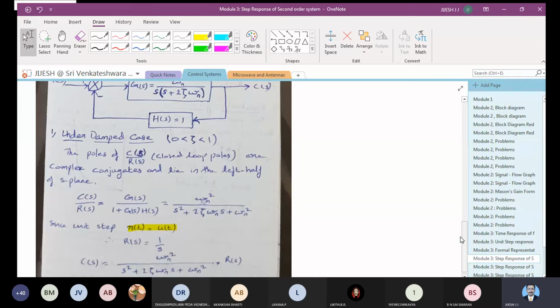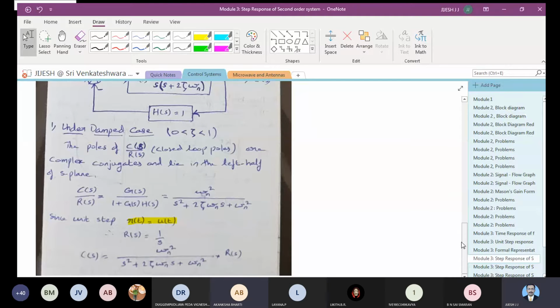So write down and mark this underdamped case to be very important. Most of the question papers ask the underdamped case specifically, and in some cases they ask 2 to 3 cases together. So there is a little derivation for you to understand this underdamped case. You'll get C of S is equal to omega n square divided by s square plus 2 zeta omega n s plus omega n square, into R of S. All of you have completed that? Yes, sir. Okay.